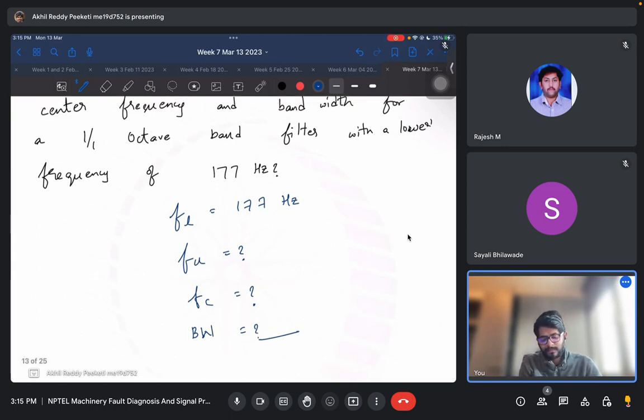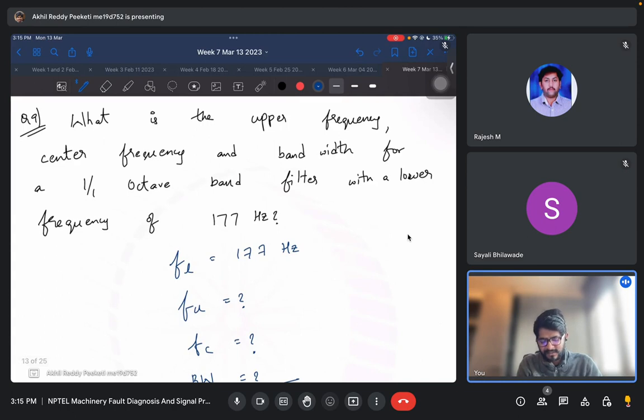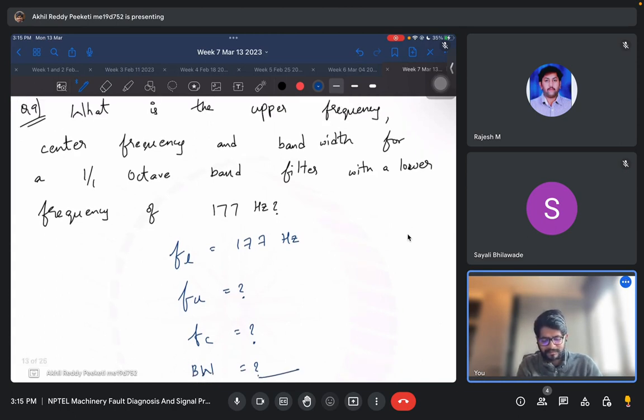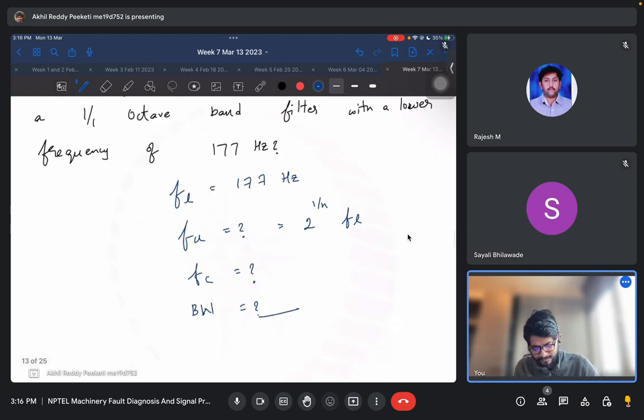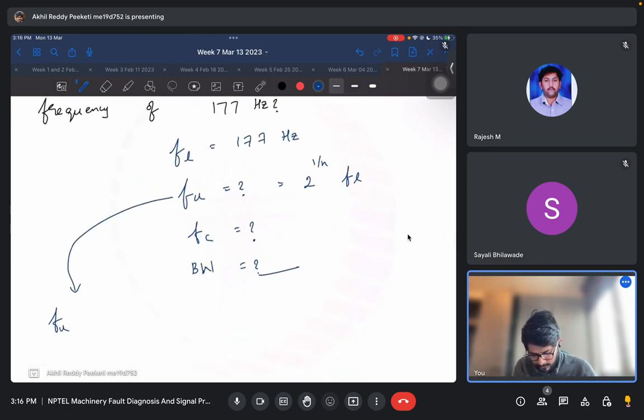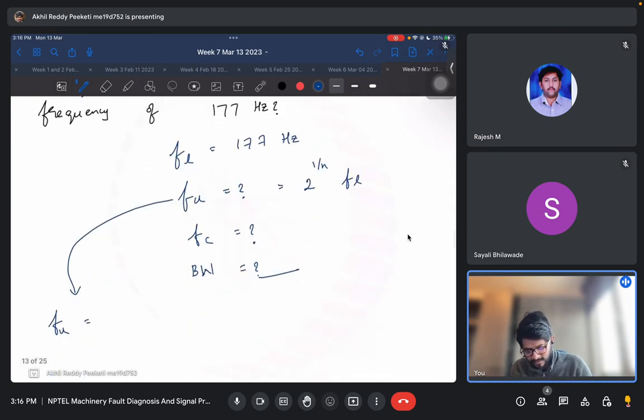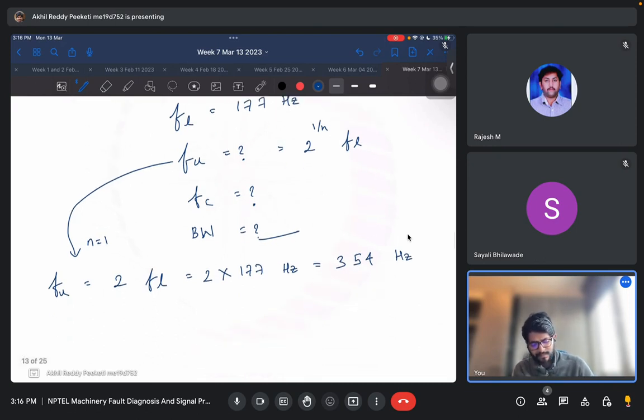Okay. So do you know the relationships between these four in terms of FL and FU? From the previous question we have FL and FU, the relationship between them, right? The upper frequency is 2 power 1 by n into the lower frequency. So here we are given 1 by 1 octave band, so n equal to 1. So 2 times FL, so 2 into 177 Hertz. Okay. So now we got the upper cutoff.